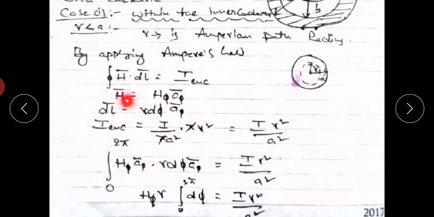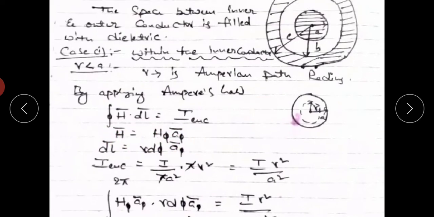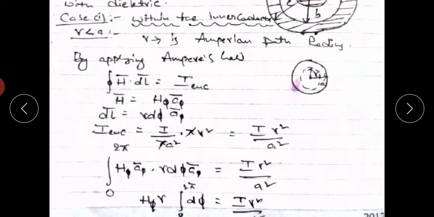First, H. H equals H phi into a phi. For the inner conductor magnetic field direction, by applying the right hand thumb rule we find that the direction of the magnetic field intensity is the phi direction. So H equals H phi a phi. Next, dl. dl means the differential length of the Ampere path, which equals r d phi a phi, since the Ampere path is circle shaped.